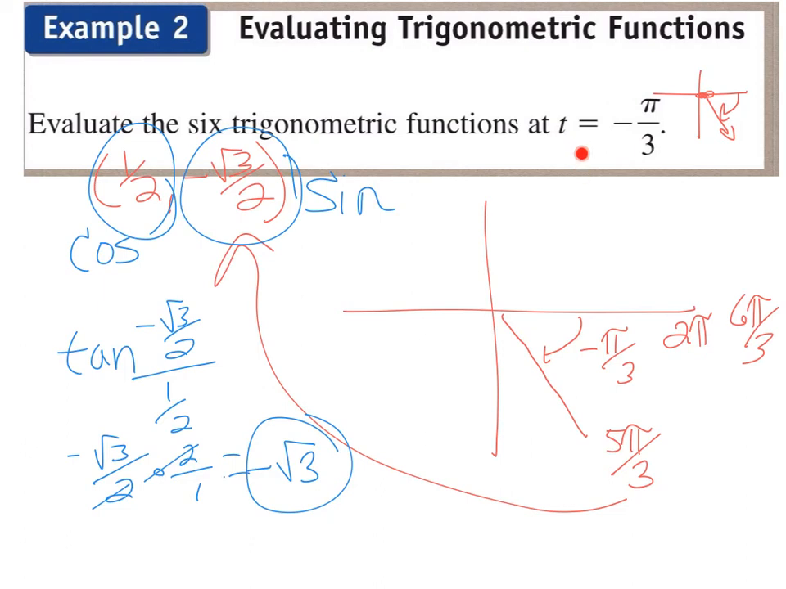The secant of negative pi over 3 is going to be the reciprocal of 1/2, so 2 over 1, or 2. And then the cotangent of negative pi over 3 is going to be the reciprocal of negative square root of 3. So it'll be 1 over negative square root of 3. And then again, rationalize your denominator like we did before.